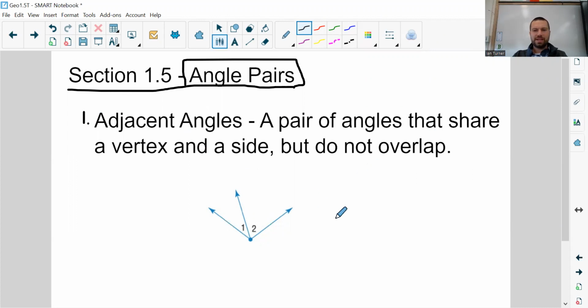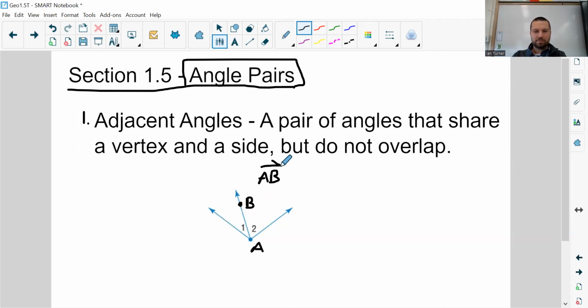Adjacent angles is a pair of angles that share a vertex and a side but do not overlap. Okay? So again, pause, write that down, and then unpause and listen. So basically, really straightforward. They share a vertex, right? We could label this point A. They share point A, okay? And they share this side, right? If this was a ray, like if this was ray AB, they share that side. Okay, they share this ray, they share the vertex A.